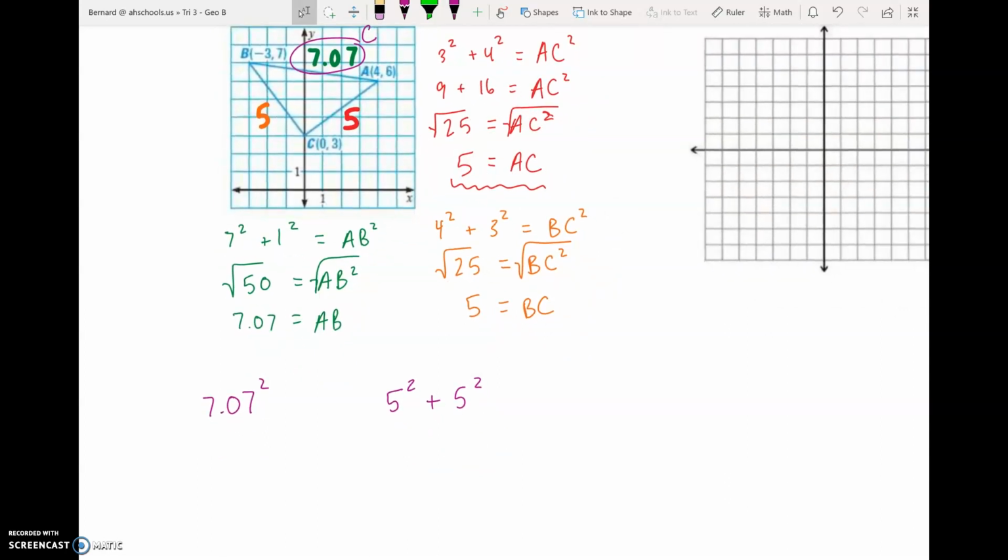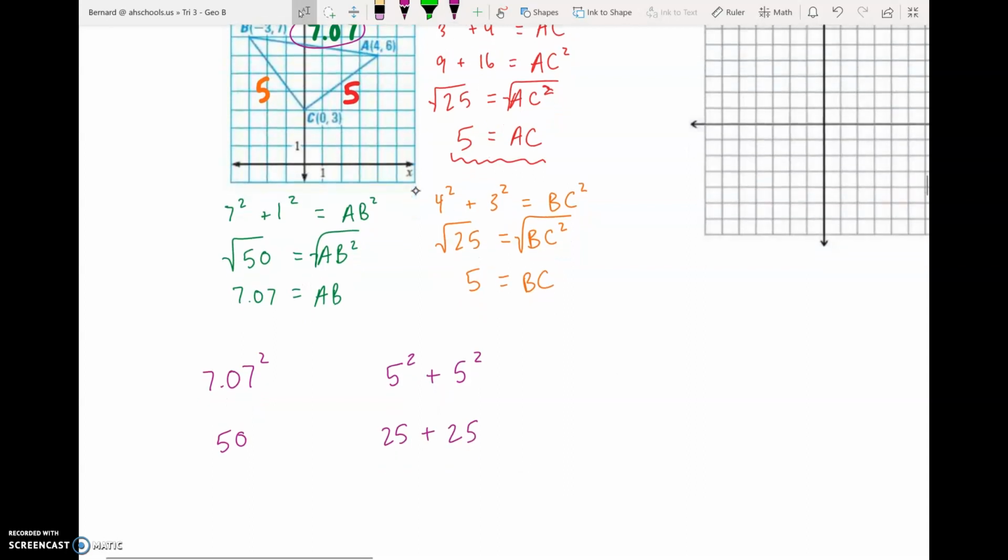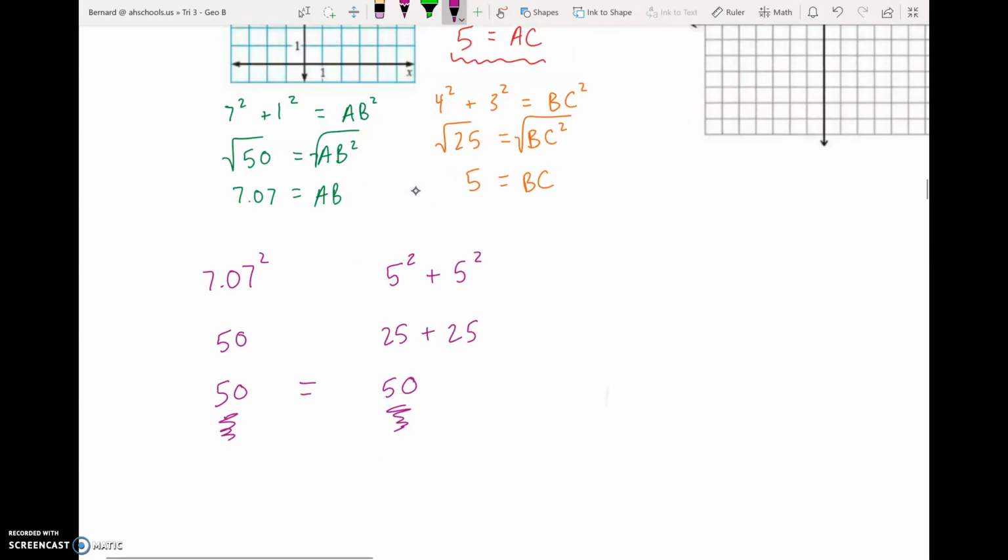So 7.07 squared is 50, and 5 squared is 25. The other 5 squared is 25. And so if I add 25 plus 25, I get 50 on that side as well. So now C squared equaled A squared plus B squared. And when they equal each other, we know it's a right triangle.